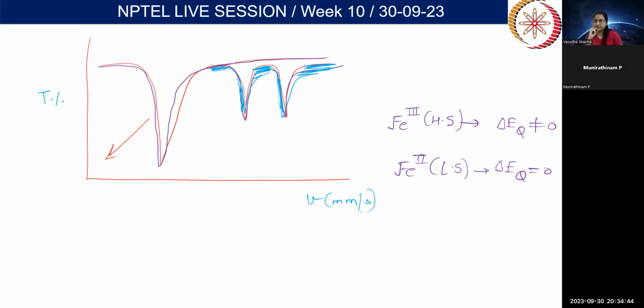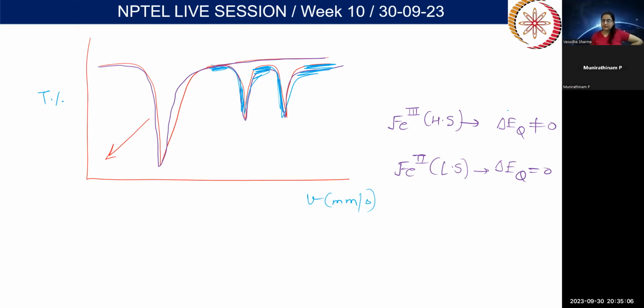Yes, ma'am. Fe plus 3 high spin. Fe plus 3 high spin, that is in red color, is a very big peak. Fe2 is in blue shaded colors.